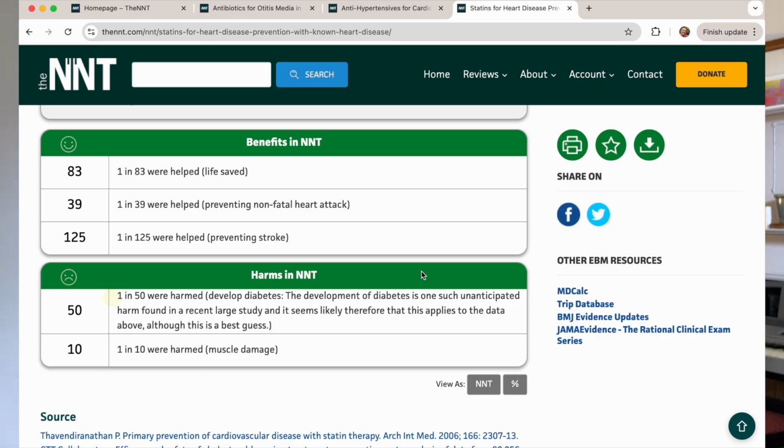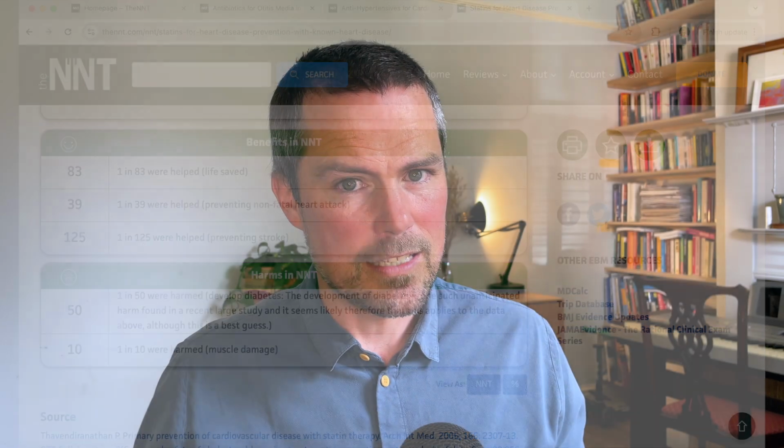Potentially 1 in 50 might develop diabetes for some reason because they're on a statin, and up to 1 in 10 have a muscle pain. So there are pros and cons, and I guess you might have an idea. Obviously, mortality is very serious, but patients might have their own idea about the relative benefit of those pros and cons. And it's just us to share those decisions with patients and let them decide for themselves. And that's medicine working really well.